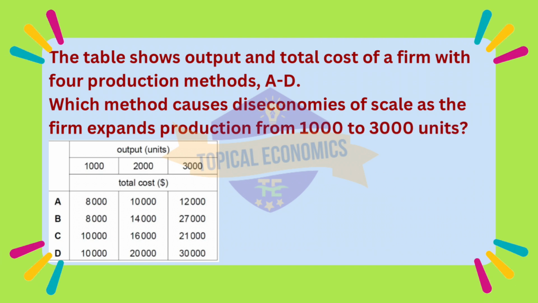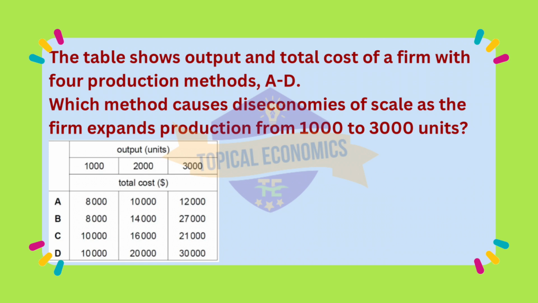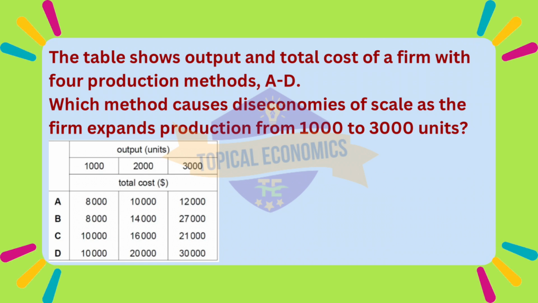The correct answer for this question is method B, because diseconomies of scale typically occur when average costs begin to rise as output increases. However, based on the options and the given data, none of the methods show diseconomies of scale as output increases, all show either economies of scale or constant returns to scale.